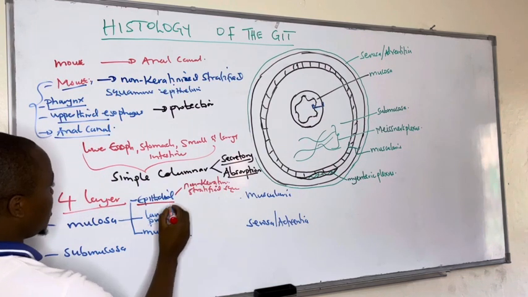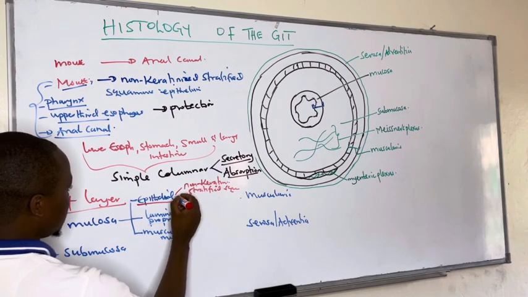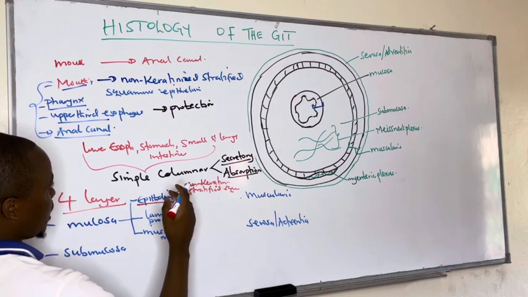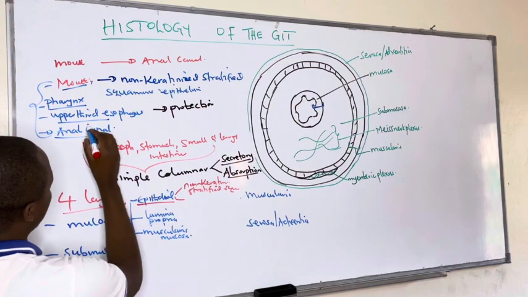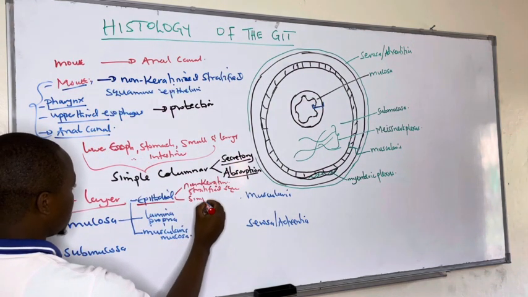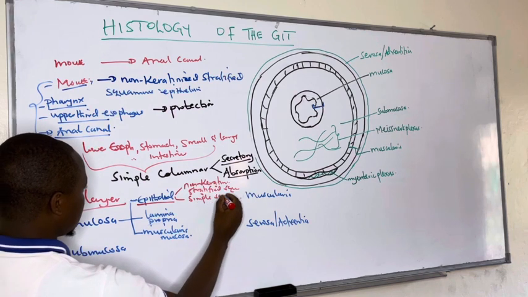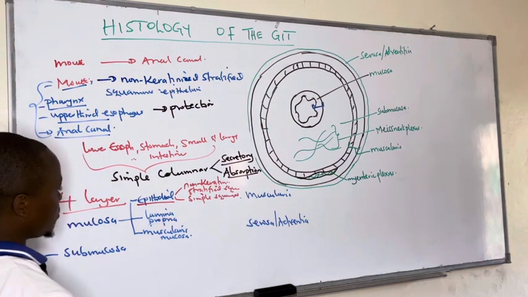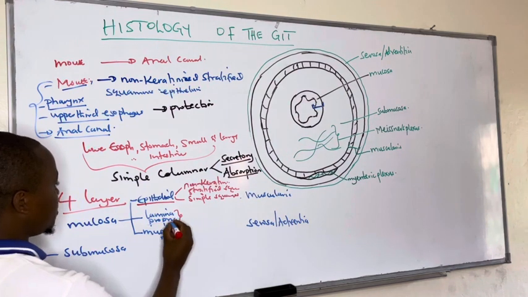Then we are saying this one is in the oesophagus, the upper third. Then the lower third, up to the large intestine, as we have seen it up here, it is lined by simple squamous epithelium, simple squamous. Then we see the lamina propria.